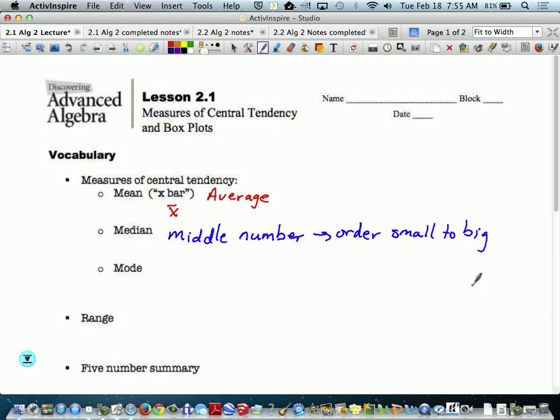Now, if there's an odd number of data, so like if you have 5 test scores, it's very easy to find the middle one, right? Because you cross them off, like probably when you're a little kid, you cross off the biggest one, smallest one, next one, and there'll be one left in the middle.